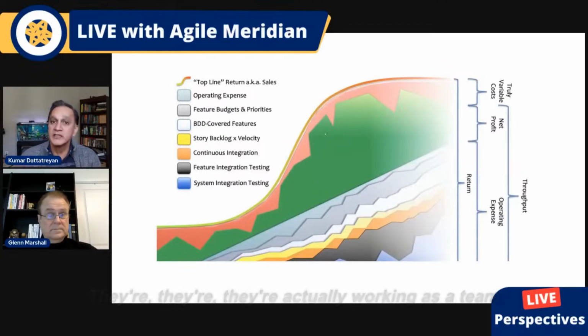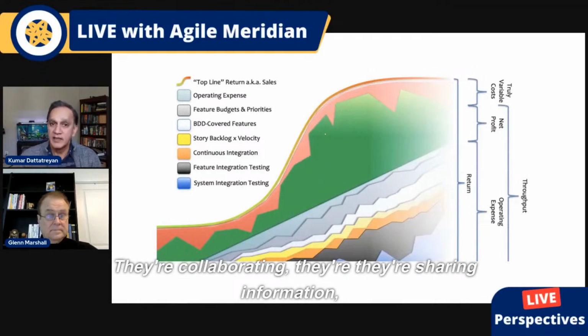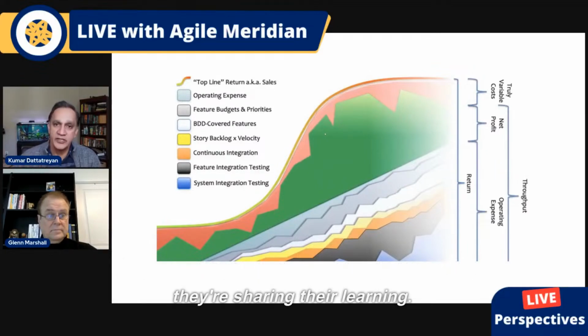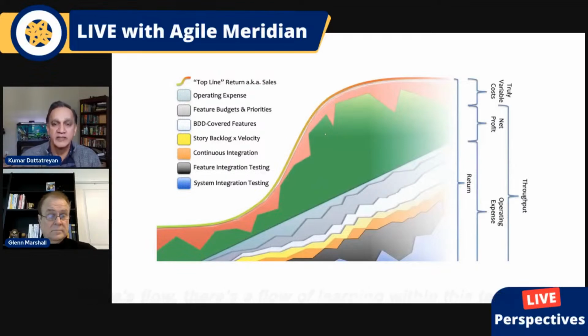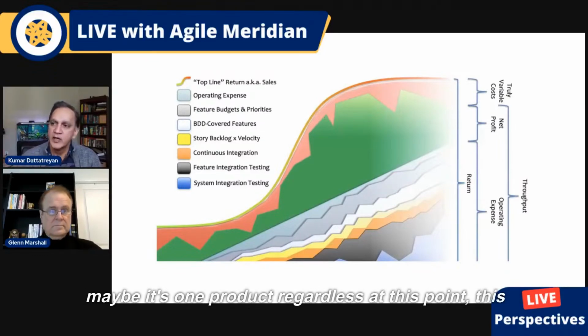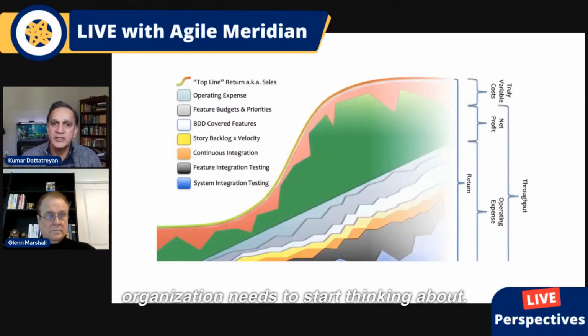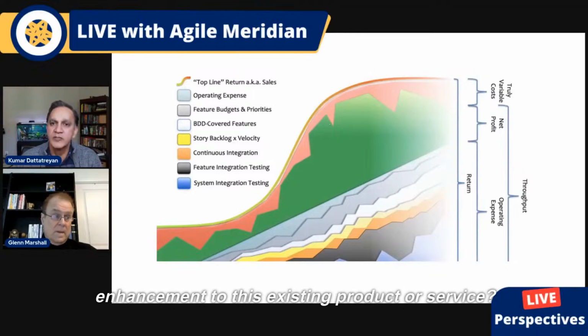They're actually working as a team. They're collaborating. They're sharing information. They're sharing their learning. There's a flow of learning within this team and within this organization, right? Because this represents multiple products, possibly, or maybe it's one product. Regardless, at this point, this organization needs to start thinking about, all right, what do we work on next? What's our next product or our next service or enhancement to this existing product or service? I would put it even more strongly than that.